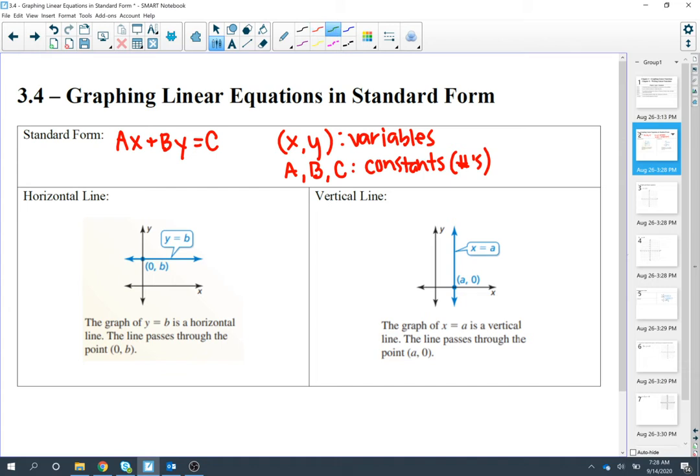Now, we're going to go over this more, but the reason I like standard form is because it's really easy to graph if you're trying to find the x and y intercepts. So kind of keep that in the back of your mind.